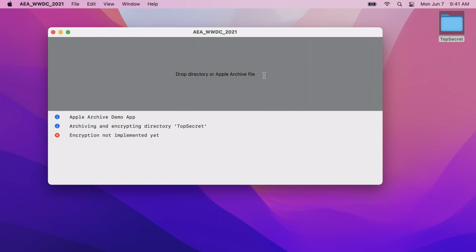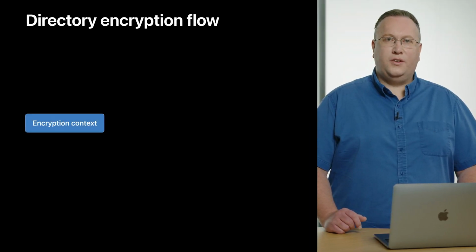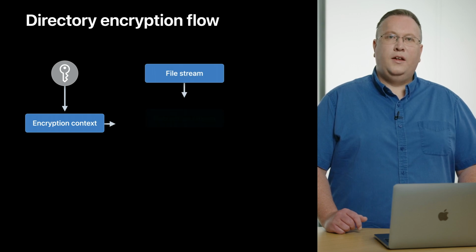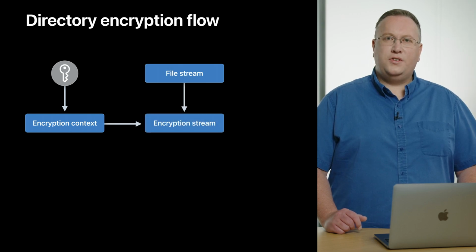Let's do that now. So, what do we need to do to encrypt this with Apple Archive? First, we need an encryption context that describes the algorithm and profile to use, along with our encryption secret. We also need a file stream we're going to write the archive to. We combine these to create an encryption stream.